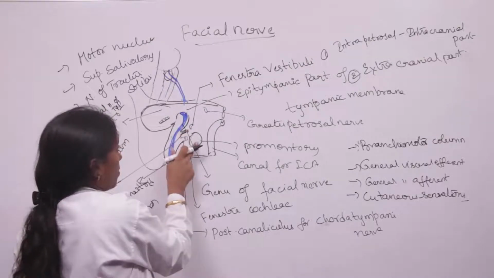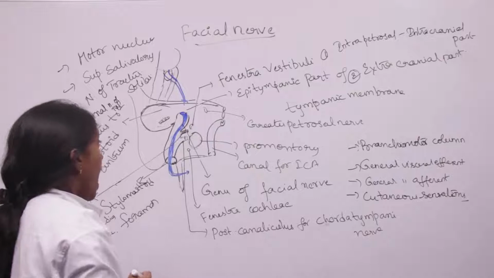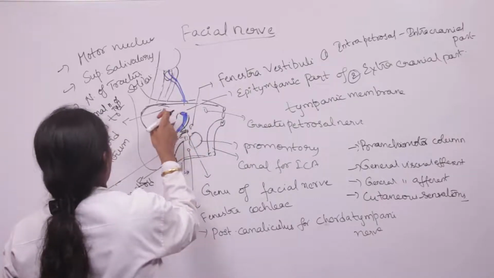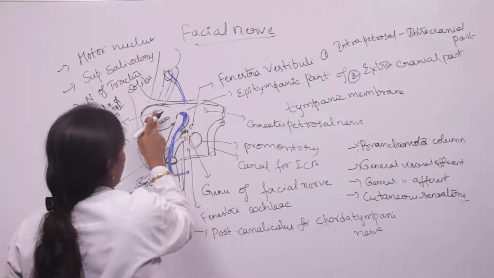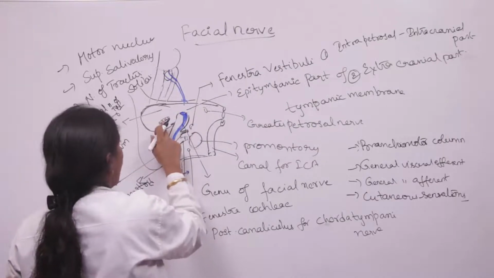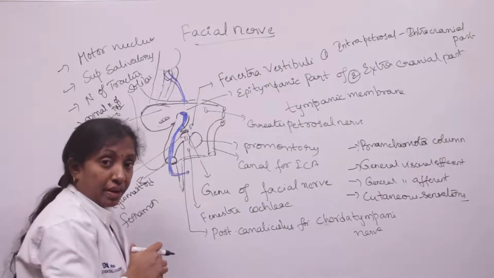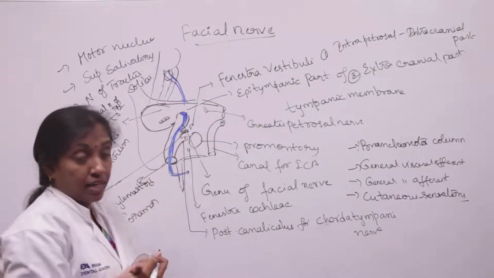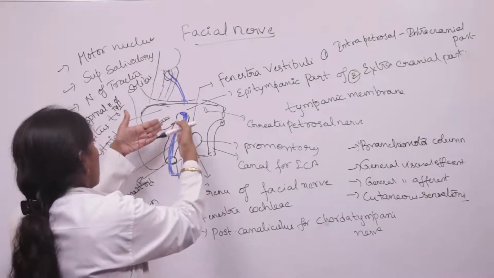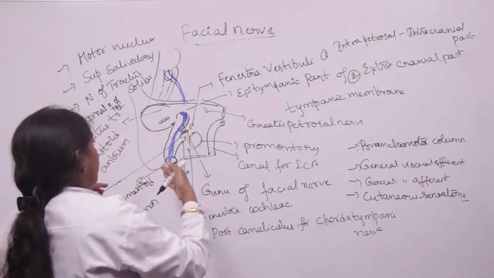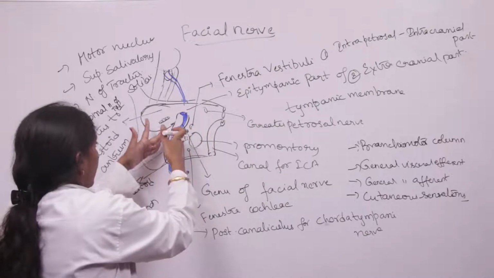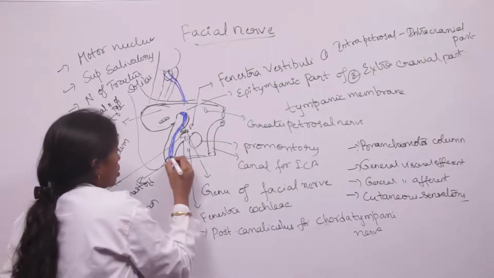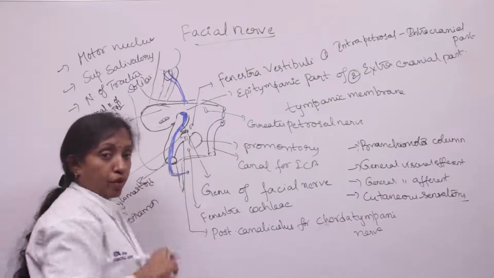Here the nerve is related medially to the aditus to the mastoid antrum and the bulging of the lateral semicircular canal. The nerve runs downwards and backwards along the posterior wall of the tympanic cavity, and it comes out through the stylomastoid foramen.